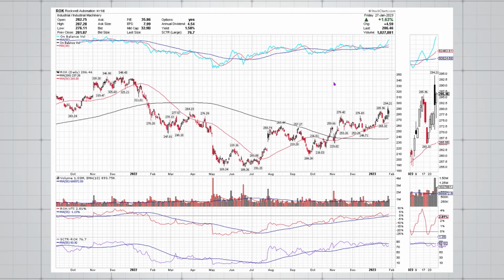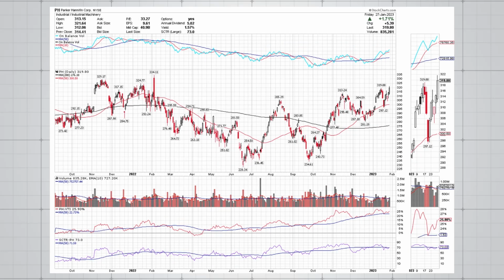Very interesting chart there. Let's take a look at our next one, Parker Hannifin, Industrial Machinery, another one from the industrial sector. And here we have a wide bar after some tight action and a bounce off the 50. Here we have overhead resistance in the 319 area.